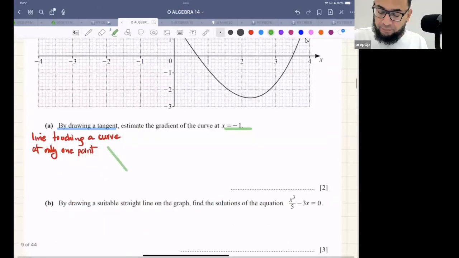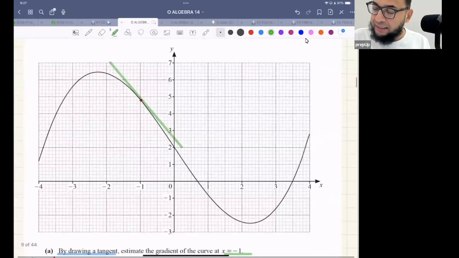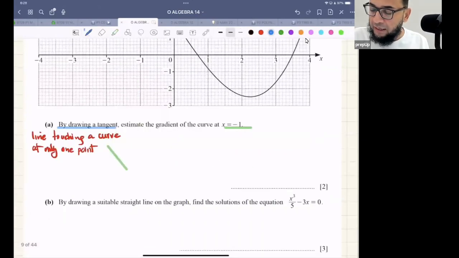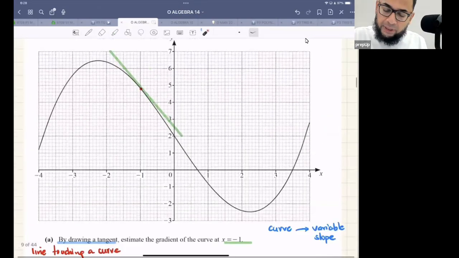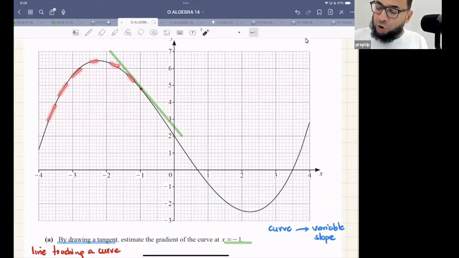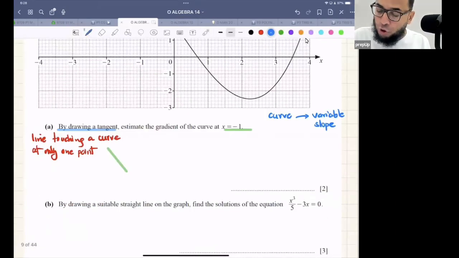Estimate the gradient. Now first thing first, a curve has a variable slope. It has a variable gradient. Over here, the gradient is positive, it's different, it's different, it's different. So we draw a tangent and we estimate the gradient at a particular point.